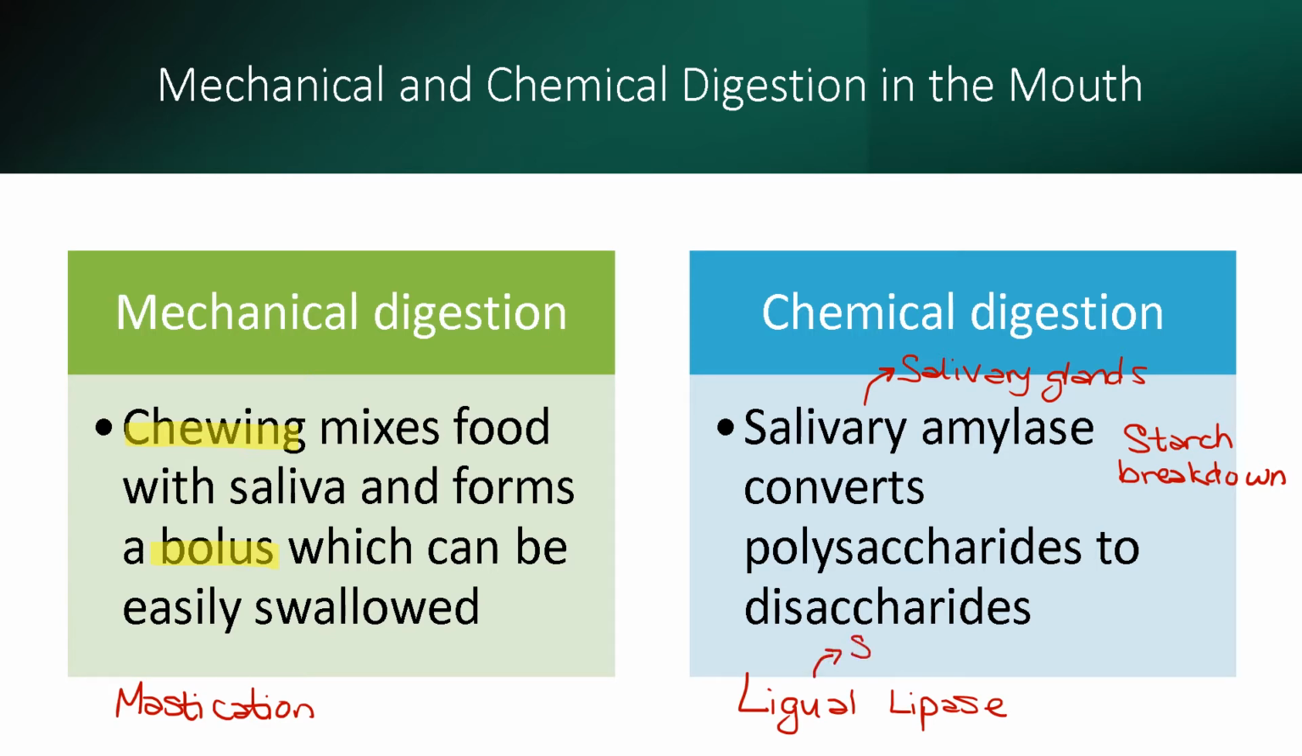Now, saliva also contains lingual lipase, which is secreted by the salivary glands as well. This is mainly secreted by the lingual glands in the tongue, and it is going to break down triglycerides, so it's going to break down those fats and oils.